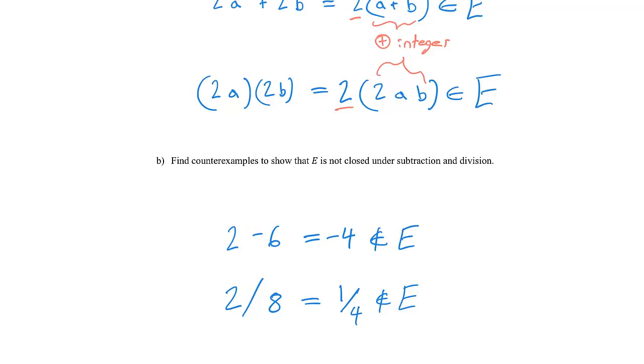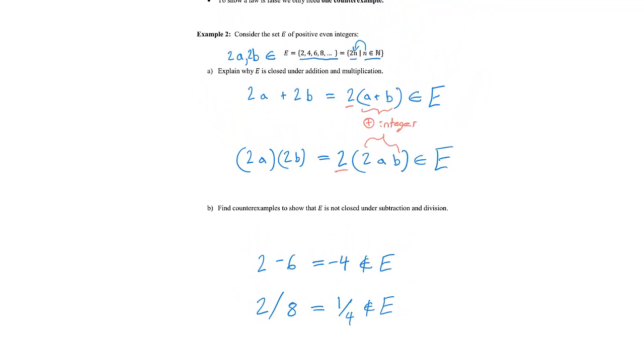So here's a proof versus counterexample where in one case we showed that we're always within our set when we use addition and multiplication, but it's possible to come outside of the set with subtraction and division.